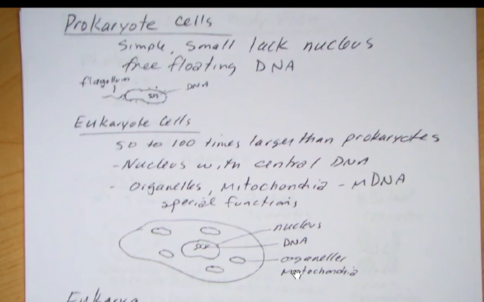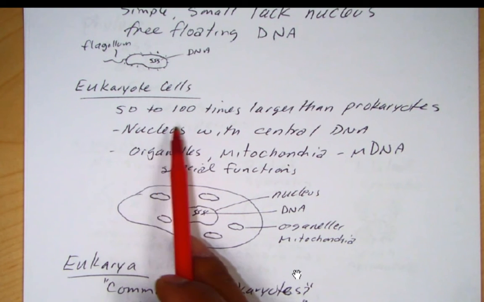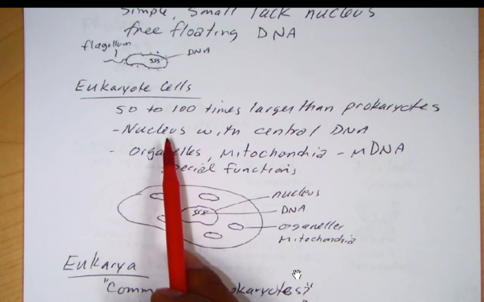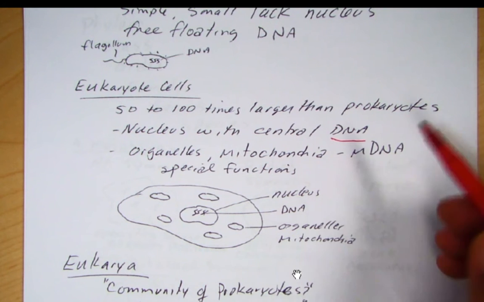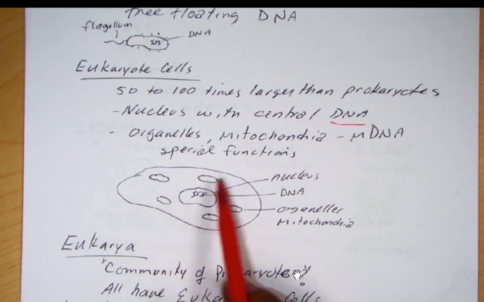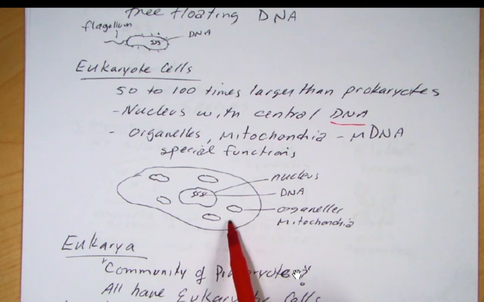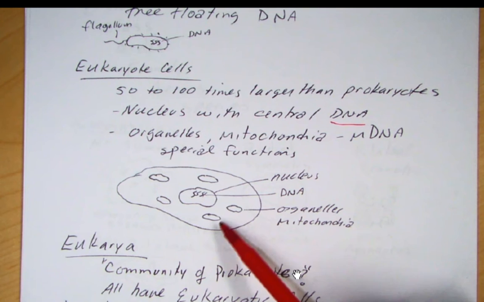And then if we look at the eukaryotic cells, these are a little bit more complex. They're larger, 50 to 100 times larger than the prokaryotes. They do have a central nucleus that contains the DNA, right? But they also have organelles, like the mitochondria, that provide special functions like metabolism. In plants, there's one called chlorophyll, which does photosynthesis, right? But in the 1970s, it was discovered that these mitochondria also have their own DNA.